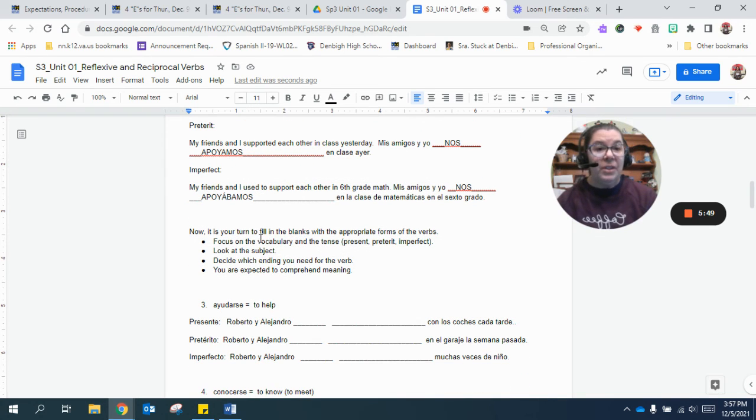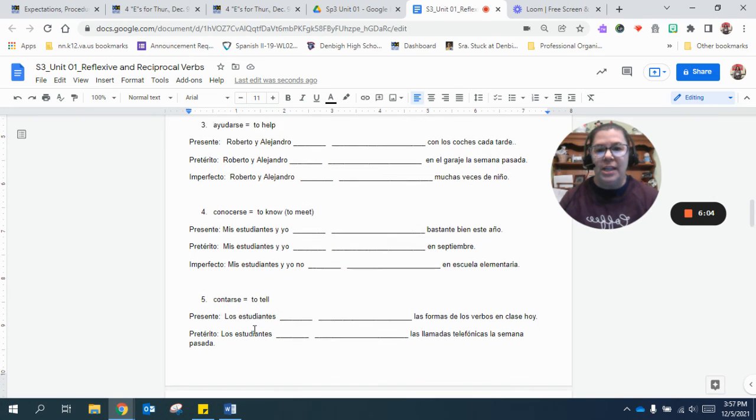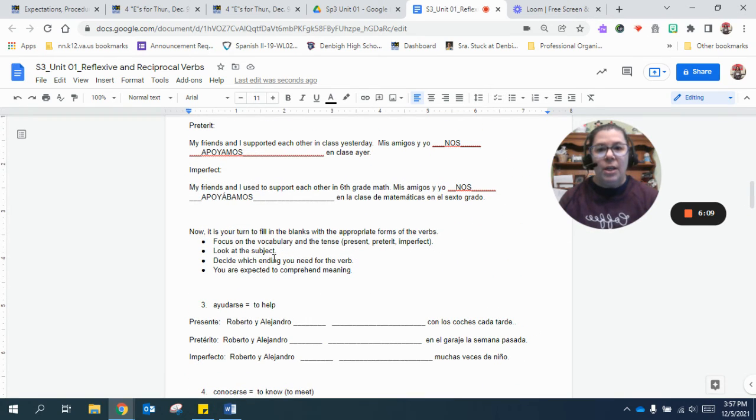Now it is your turn to fill in the blanks with the appropriate forms of the verbs. I want you to focus on the vocabulary and the tense, present, preterite, and imperfect. I want you to look at the subject, Roberto y Alejandro, mis estudiantes y yo, los estudiantes, los profesores y los estudiantes. Decide which ending you need for the verb. Remember, you take off the AR, the ER, the IR, and you put on the appropriate verb ending for present, preterite, or imperfect. Yep, Spanish 3, we're kicking it up a notch here. And you are expected to comprehend the meaning.